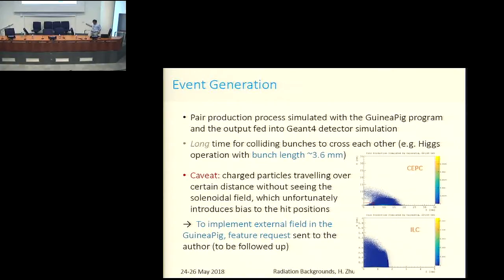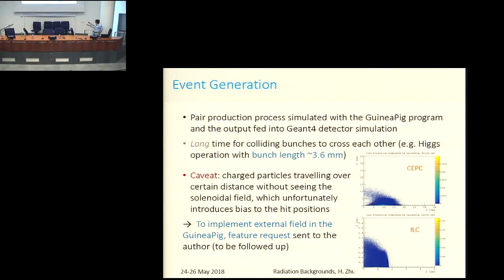Yeah. So this is an issue. If you look at the position, we take the output from the guinea pig and see where those electrons, the charged particles, sit. They're going to spread over the space in the RZ plane. Some of them can already reach the detector before we even run the detector simulation.